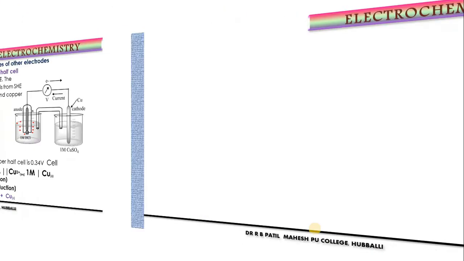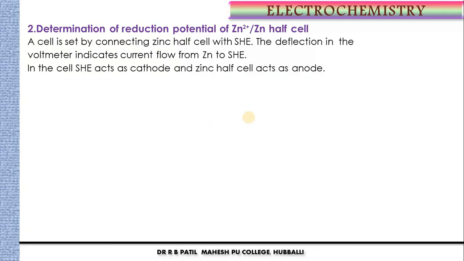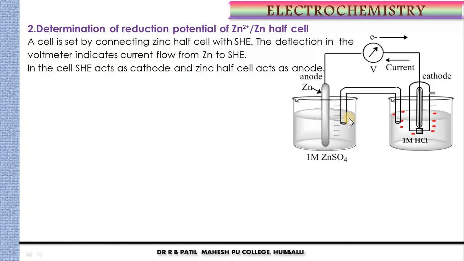Okay, now similarly let us determine the reduction electrode potential of zinc half cell, students. And once again, two half cells we have. One is a zinc half cell, another one is a standard hydrogen electrode. Let us connect that one externally through the voltmeter, internally through the salt bridge, and let us see the deflection in the voltmeter. Deflection in the voltmeter indicates the flow of electrons from zinc to standard hydrogen electrode. That indicates the standard hydrogen electrode as cathode and the zinc rod dipped in zinc sulfate as anode.